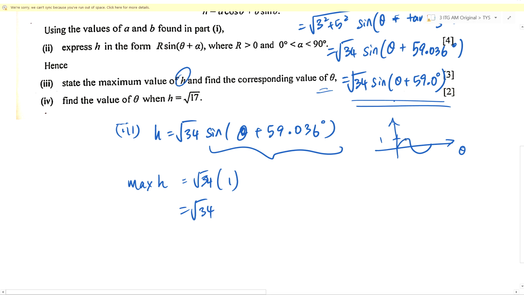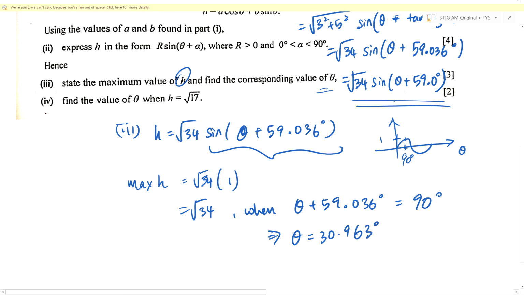And find the corresponding value of theta. So when the maximum value is 1, the angle is 360 divided by 4, 90 degrees. It happens when the angle is 90 degrees. So when theta plus 59.036 equals 90, theta must be 90 minus 59.036, which is 30.963. So round it off to 1 decimal place, 31.0 degrees.